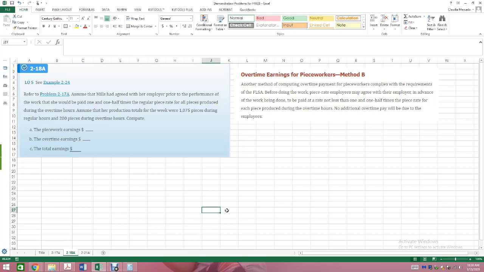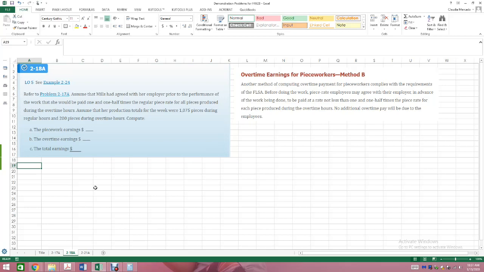Now, this is where we use method B. Method B is another method of computing overtime payment for piecework which complies with the requirements of FLSA. Before doing the work, the piece rate employees must agree with their employer in advance of the work being done to be paid at a rate not less than 1.5 times the piece rate for each piece produced during the overtime hours. No additional overtime pay will be due to the employees. So, 218.